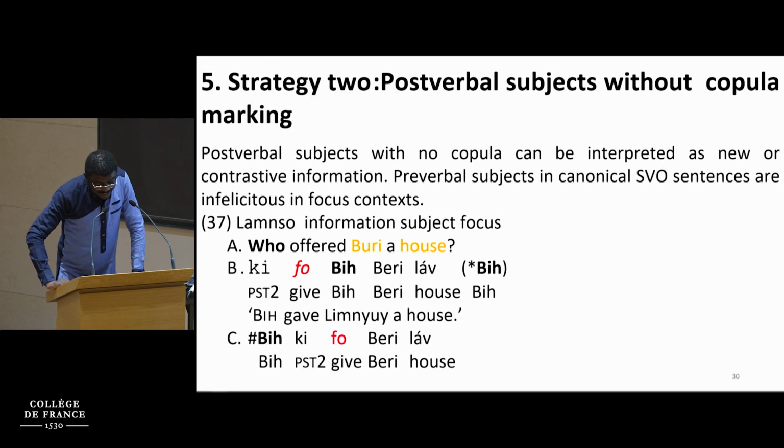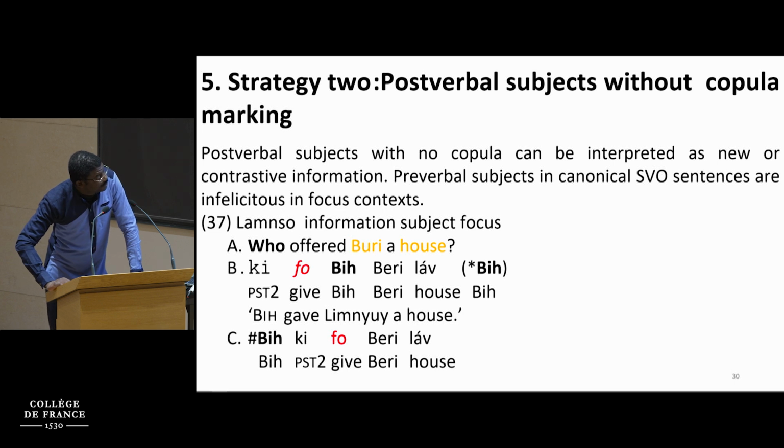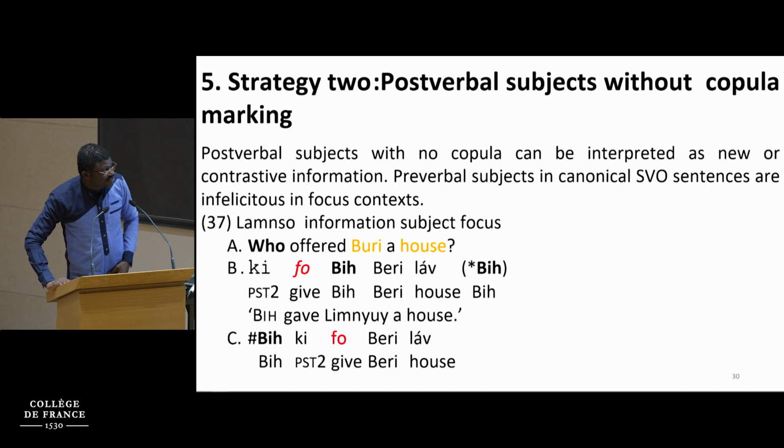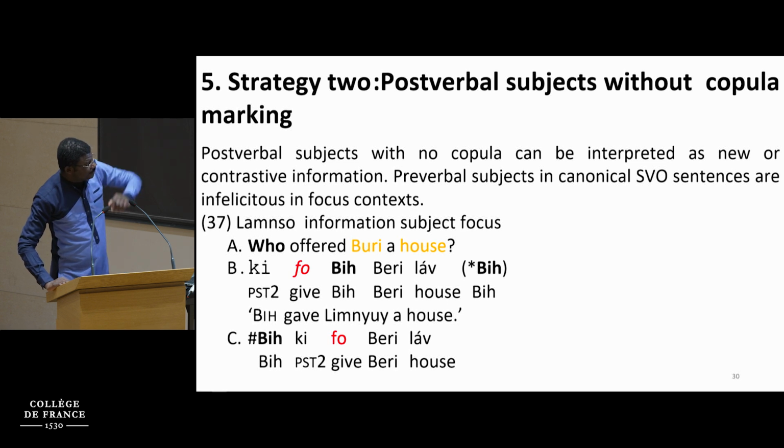The second and the last focus strategy, before going to the analysis, is that in both languages you can focus the subject without the copula, as a post-verbal subject. And as you can see, in these two languages, and as is the case in many African languages, you cannot focus the subject in a canonical SVO position. And that's why C is bad.